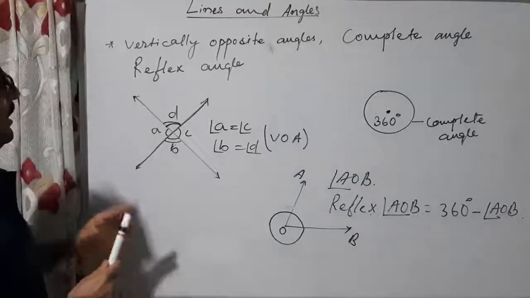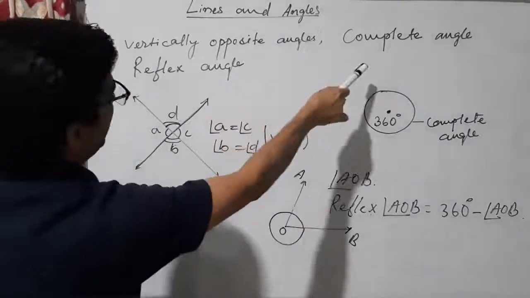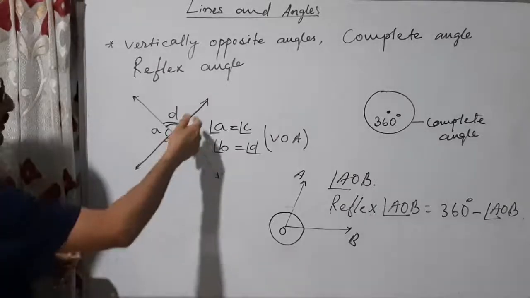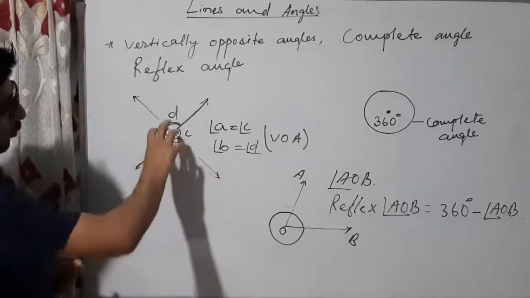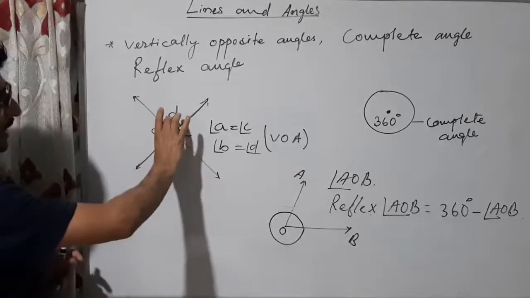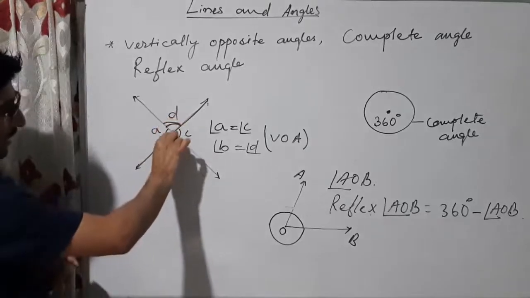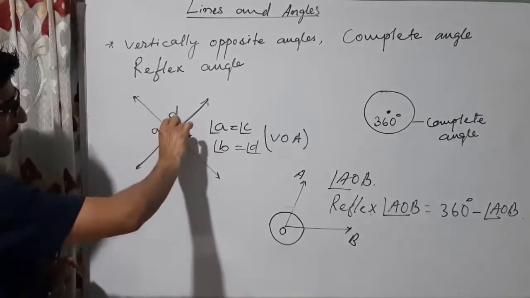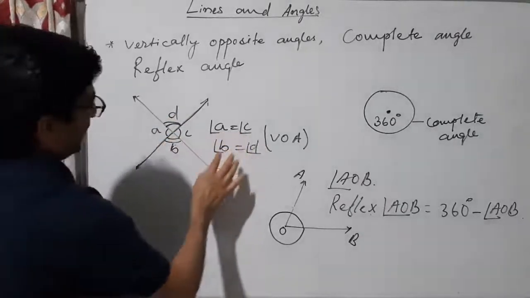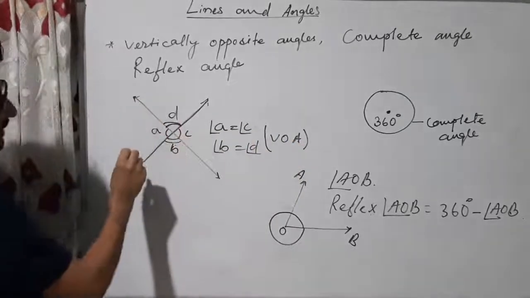We have the next 3 points to learn here: vertical opposite angles, complete angle, and reflex angle. We know that when two lines intersect each other, 4 angles form. Each pair of opposite angles is equal because they are vertical opposite angles. That means angle A is equal to angle C and angle B is equal to angle D. You have already learned this.